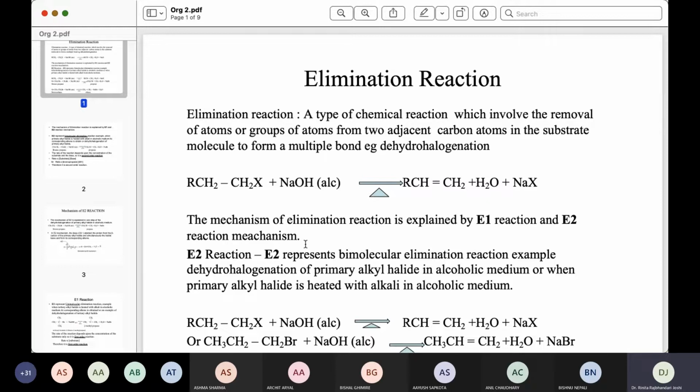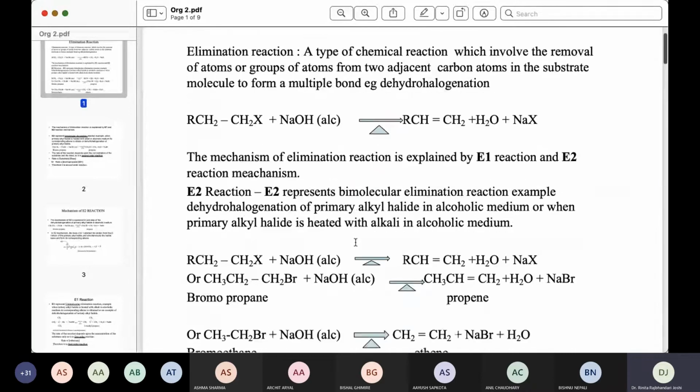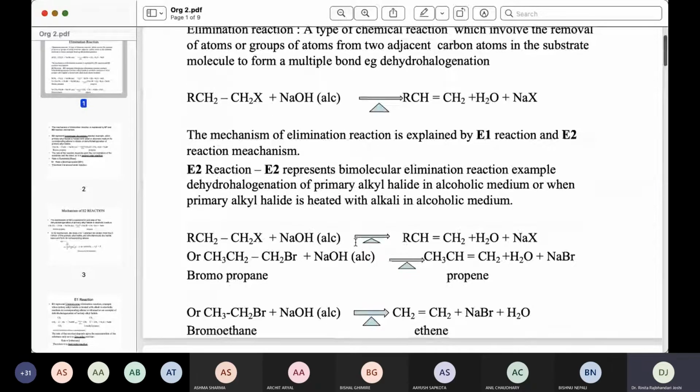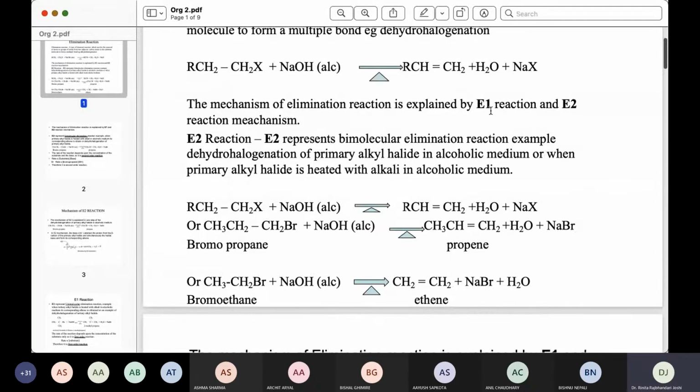Okay, again, simply what is elimination reaction? तपाईले स्कुलमा पढिसकेको छ, याद गर्नु होला. Dehydrohalogenation भन्ने बित्तिकै that is with the primary alkyl halide with NaOH or KOH in an alcoholic medium, and it must be heated. अब यसमा it is said that the mechanism is explained by E1 and E2. जस्तै substitution reaction के थियो? Substitution reaction पनि it was explained by SN1 and SN2. त्यस्तै गरेर explained by E1 and E2 mechanism, right?